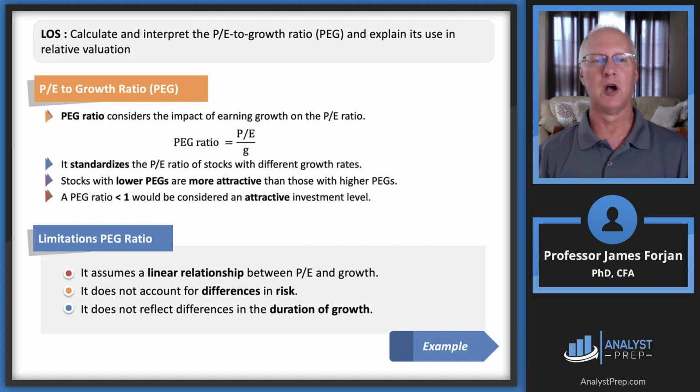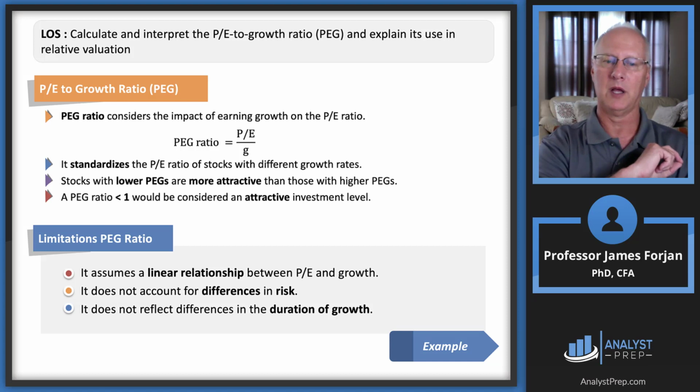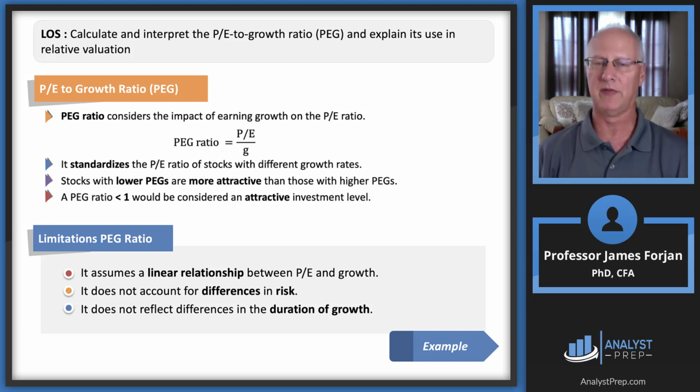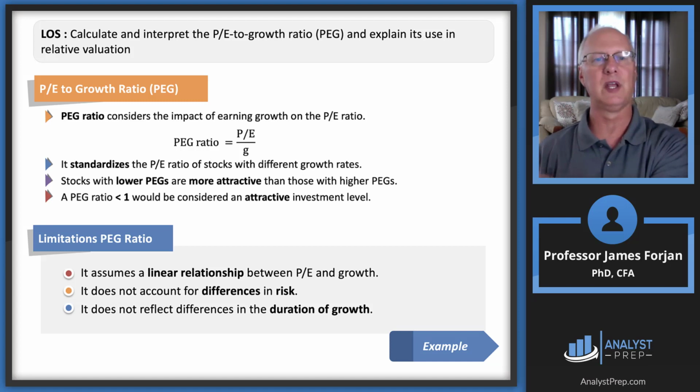All right, so we're looking for lower PEG ratios. We're looking for something that's less than 1. Limitations here: the linear relationship doesn't account for differences in risk, and it does not reflect differences in the duration of growth. So this is what I was saying earlier: as part of the standardization process, you probably want to standardize the growth rates for just 1 year, and that's probably a practical application. But remember that it doesn't reflect the differences in the duration of the growth. That's why I mentioned the 2-stage and the 3-stage and the 100-stage.